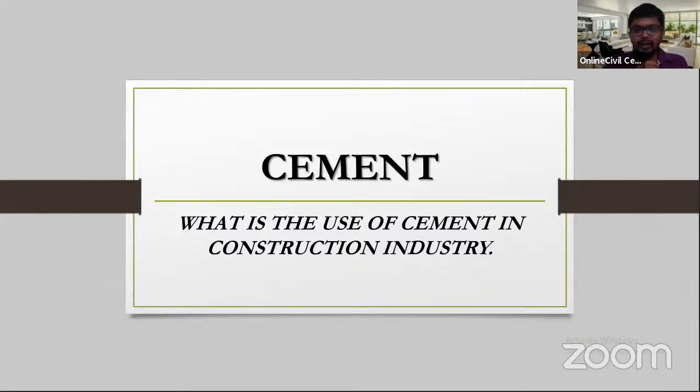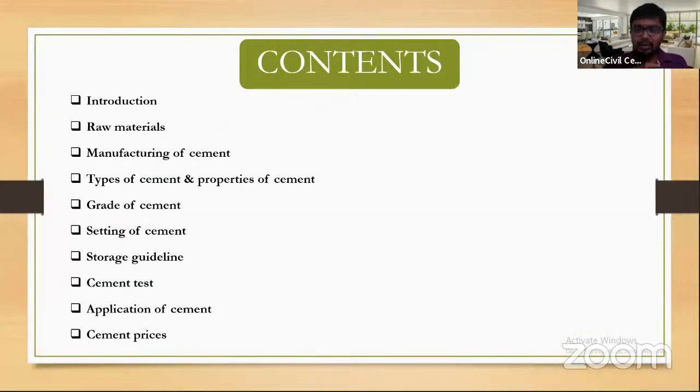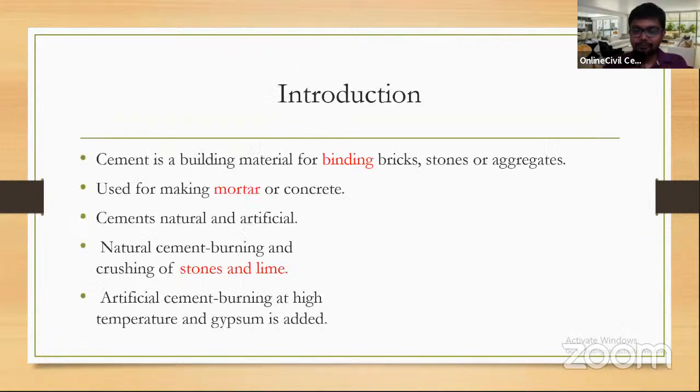We are discussing today the use of cement in the modern construction industry, and we're going to discuss cement briefly. We're going to discuss the raw materials used in cement, how cement is manufactured, types of cement, grades of cement, setting of cement, how it should be stored, cement tests, application of cement, and cement prices. We're going to discuss all of that.